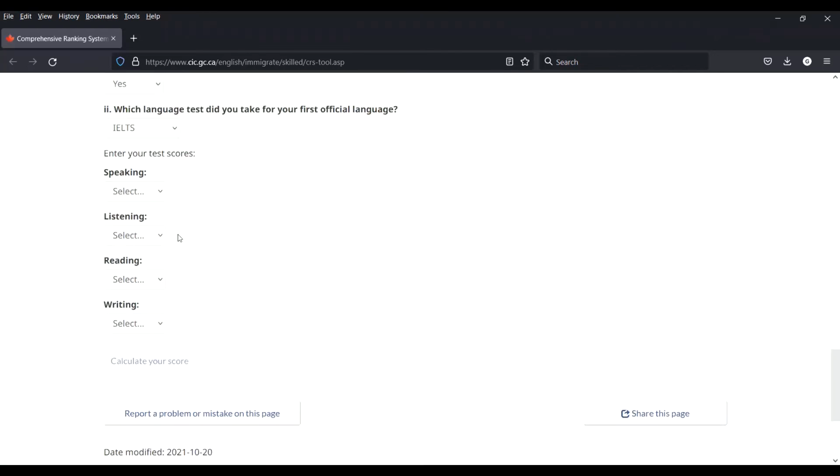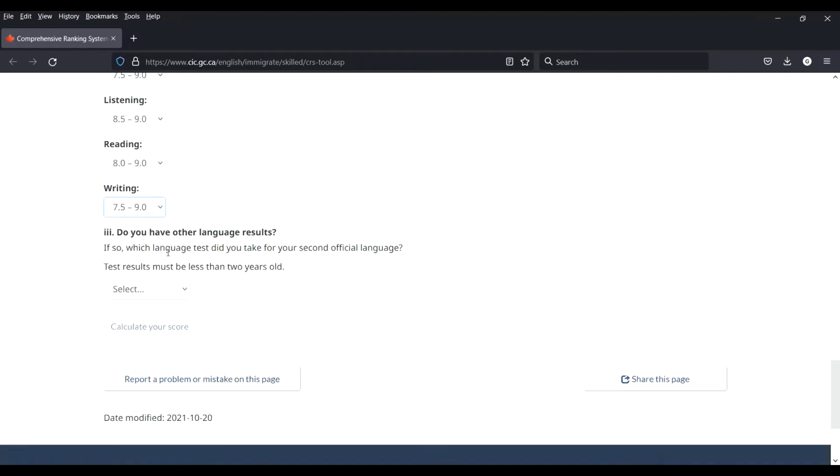IELTS is usually divided into 4 modules: the speaking, the listening, the reading, and the writing. So let's say in speaking you have, let's say you have 7 to 9. Let's say in listening you have 8.5 to this. I'm just picking the highest one. Then in writing you have 7.5 to this.